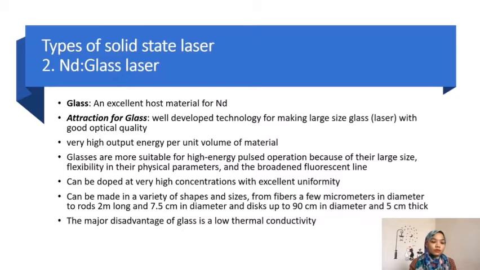Glasses are more suitable for high-energy pulse operation because of their large size, flexibility in their physical parameters, and the broadened fluorescent line. Glass laser can be doped at a very high concentration with excellent uniformity, and it also can be made in a variety of shapes and sizes, from fibers a few micrometers in diameter to rods 2 meters long and 7.5 centimeters in diameter, and discs up to 19 centimeters in diameter and 5 centimeters thick. The major disadvantage of glass is its low thermal conductivity.